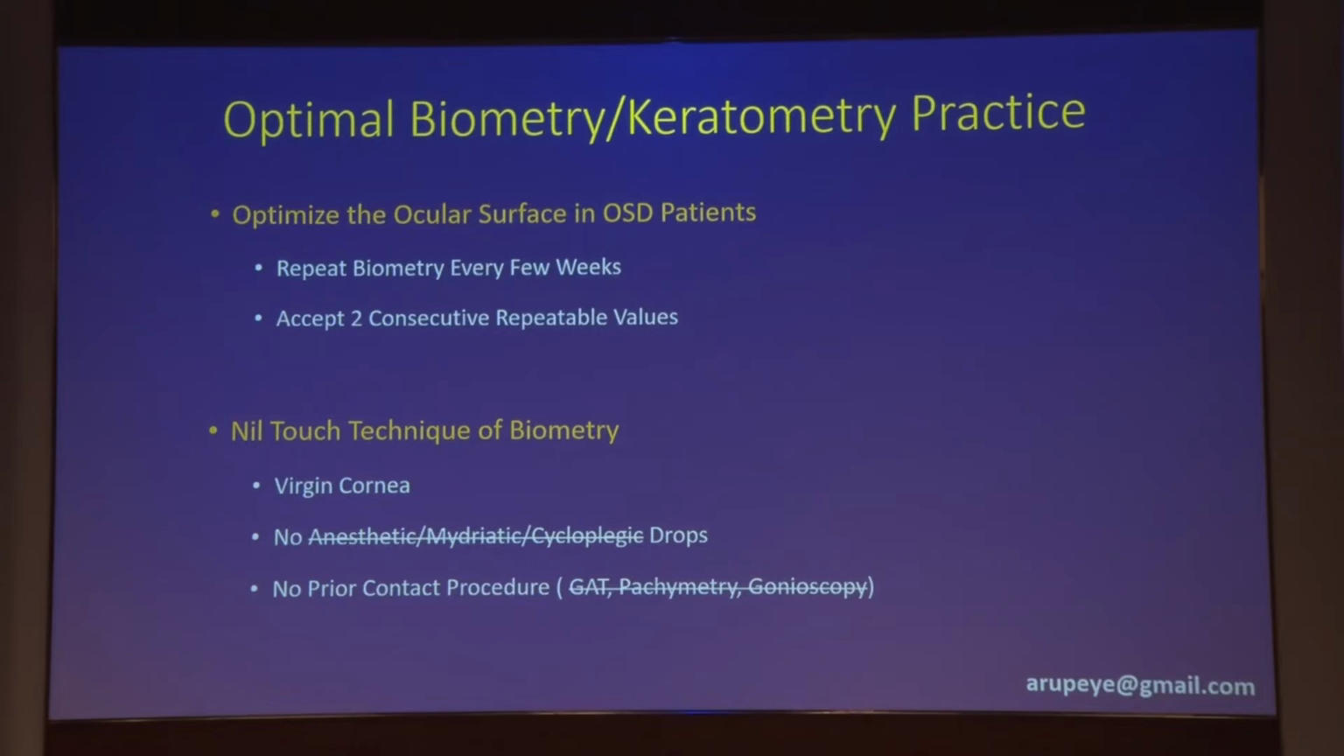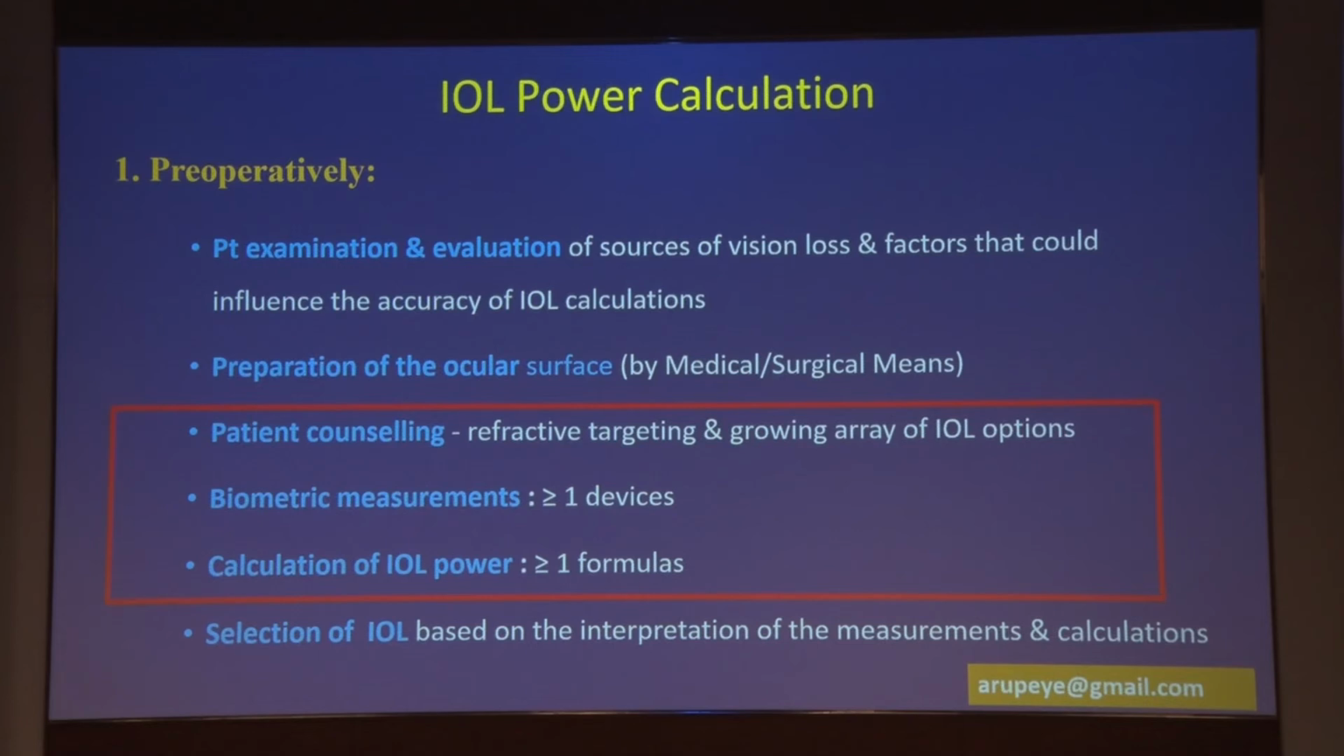We need to perform all these investigations on a virgin cornea, not on a cornea which has had a lot of insults with topical medications like anesthetic drops, mydriatic drops, or cycloplegic drops. So no prior contact procedure. Sometimes a patient gets ready for cataract surgery at the end of the day after all the evaluations are over, and by that time the cornea is really hazy. It is important for us to call the patients back on a different day with a virgin cornea and repeat the investigations.